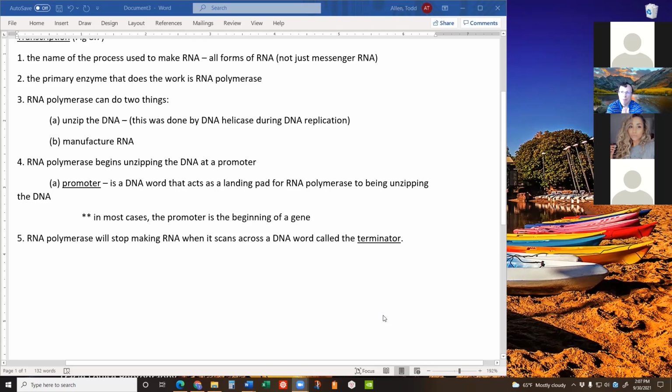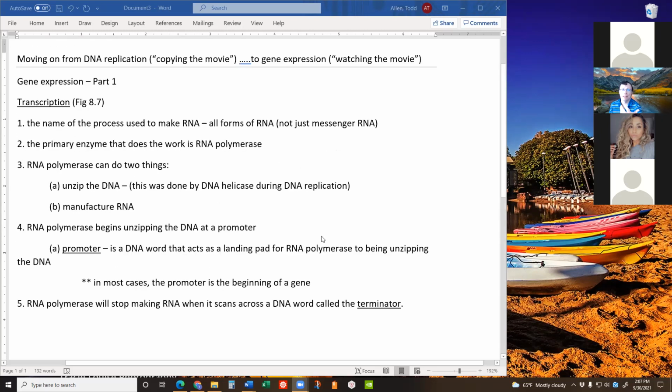Obviously, in DNA replication, you're making a copy of the DNA. In transcription, you're taking the DNA and changing the information into a version of RNA. That's what makes it gene expression. Okay. Is there anything you'd like to ask at this time?